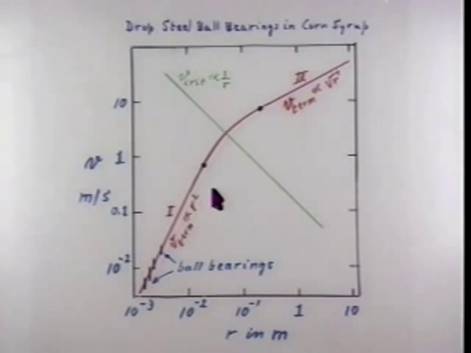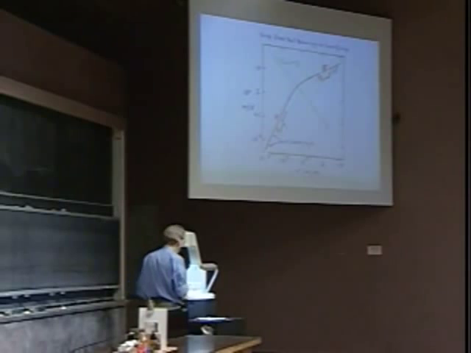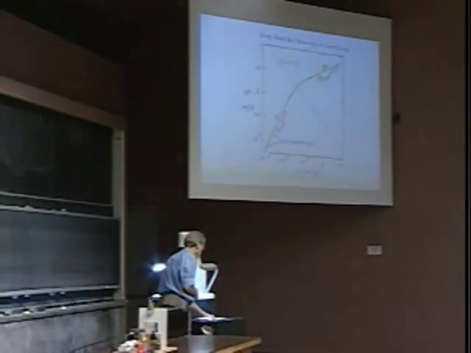This slope here is plus 2 in this diagram, and this slope here is plus 1/2. Our ball bearings are all here. And so we are exclusively operating in regime 1, where the viscous term dominates.